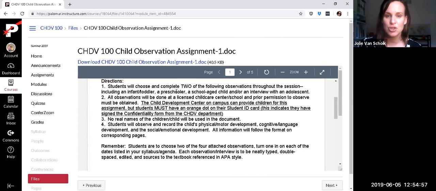So once again, you're going to complete only two of the following observations. Once again, there's 4 categories. You're just going to pick 2. And then they need to be done at a licensed child care center.